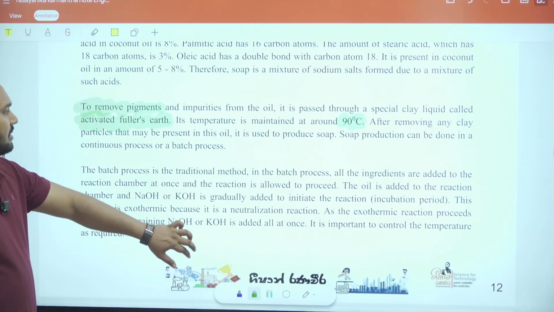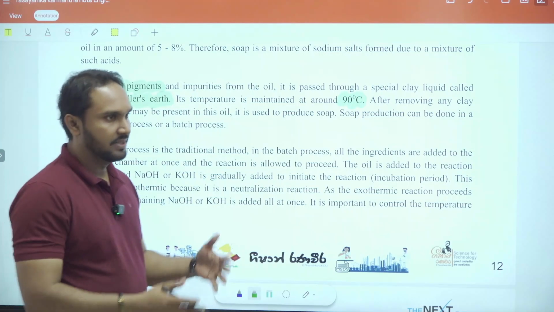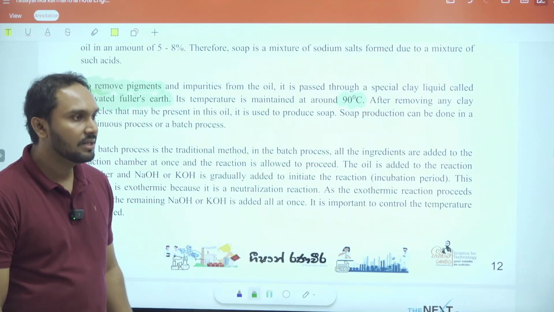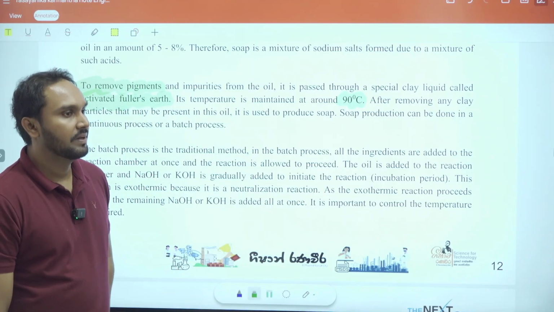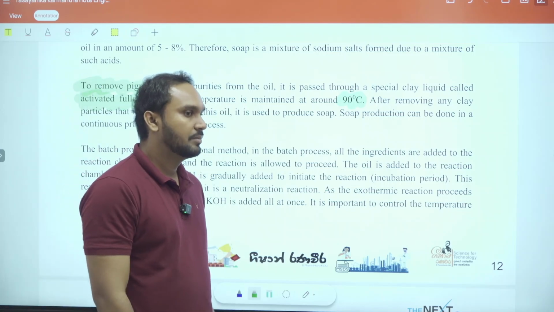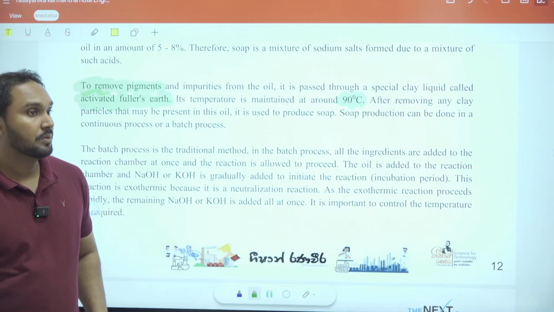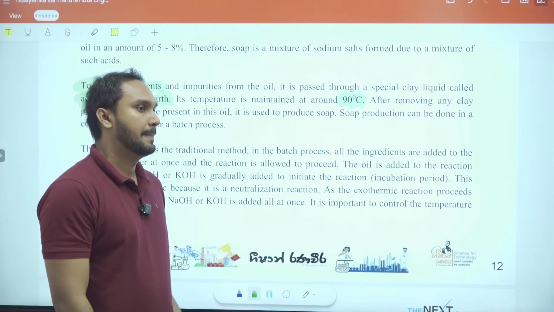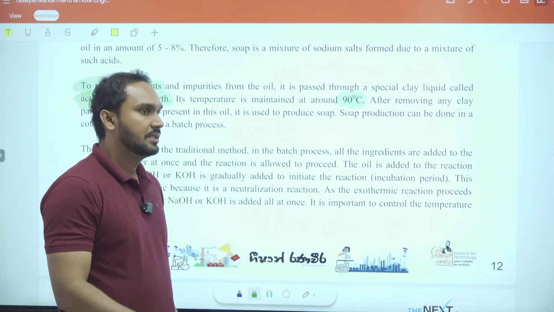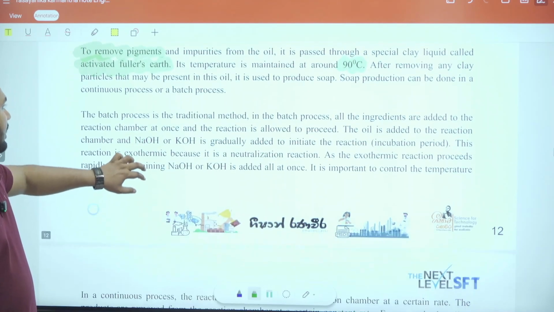Soap production can be done in a continuous process or a batch process. It can be made batch-wise or continuously. Usually they use the batch process, because if any trouble comes, they can find out which batch the problem occurred in and the reason, right? Maybe the people who did the batch that day, maybe the visitors who came that day, they can find it out using the batch process.